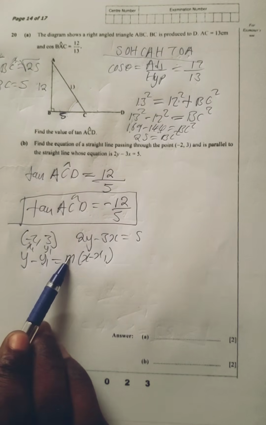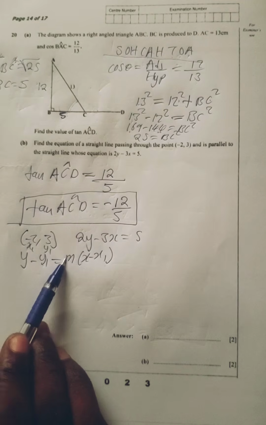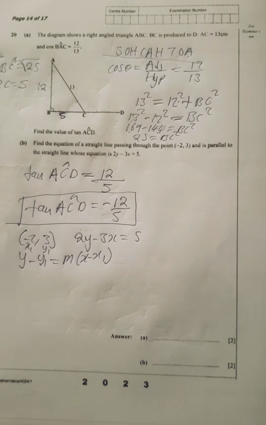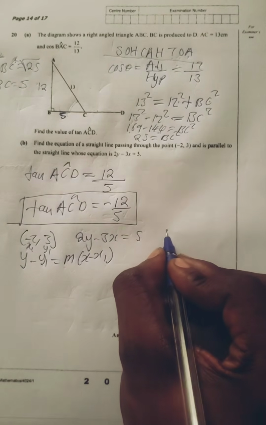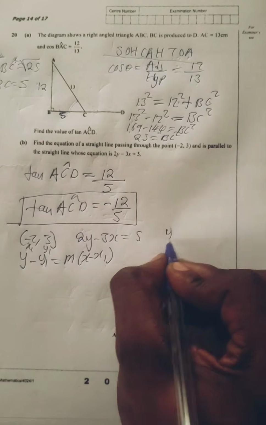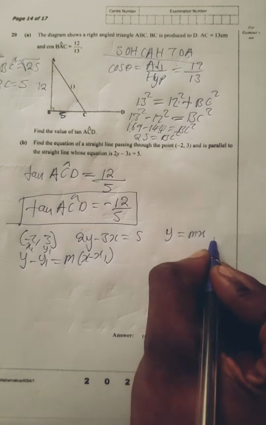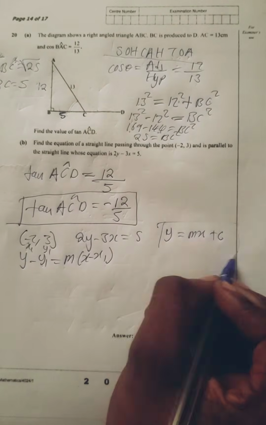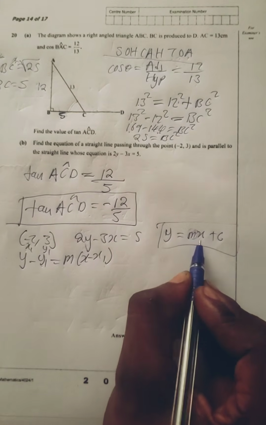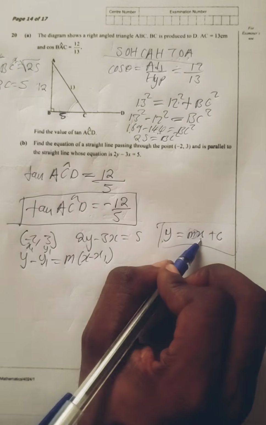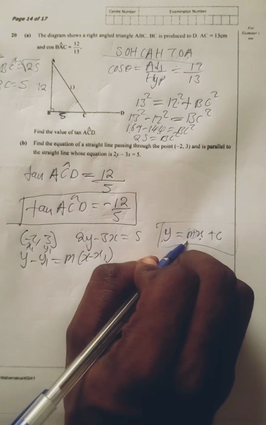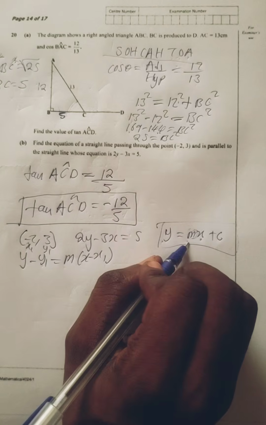But m is the gradient. So this is how we find the gradient in this case. The other case is without the formula, because we don't have both coordinates, so we'll get the equation. We'll use this: y is equal to mx plus c. This is a standard equation where m is the gradient. So you make y the subject of the formula, then you follow x, then you take its coefficient, that is going to be the gradient.